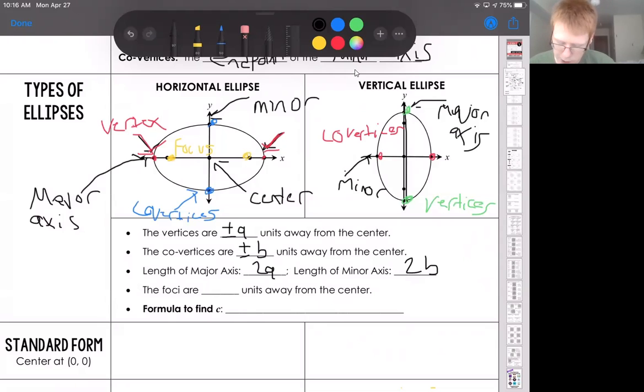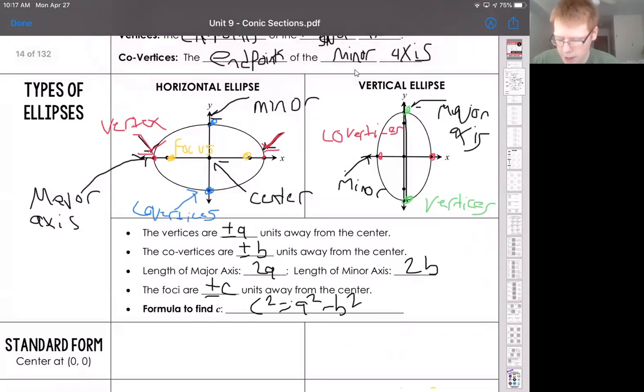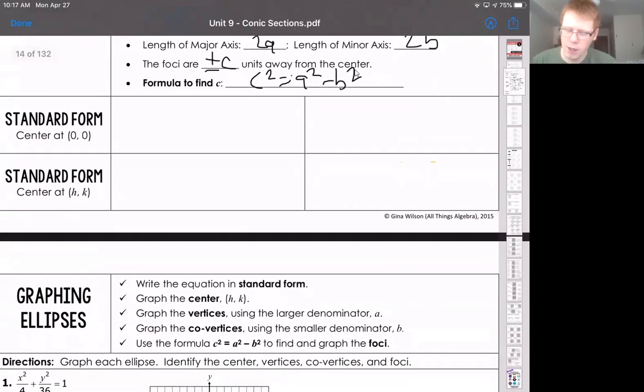The focus points, or the foci, are plus or minus c away from our center. And a formula to find your c is that c squared equals a squared minus b squared. And one note, it is not Pythagorean theorem. It looks like it, but it's minus b squared, not plus b squared. So just be careful. We're not actually doing Pythagorean theorem, even though it looks very similar.